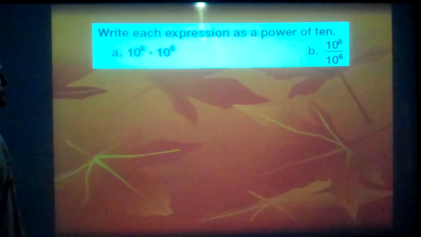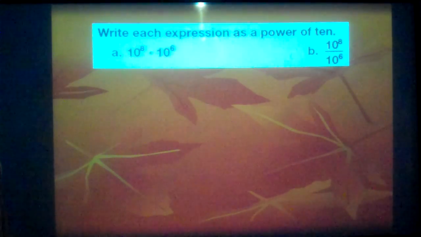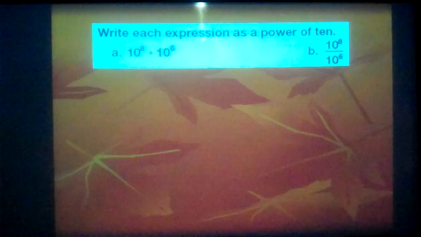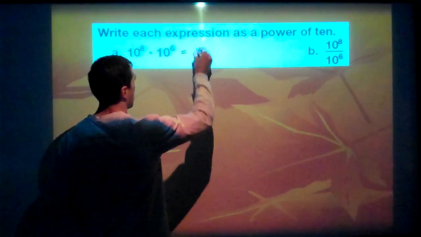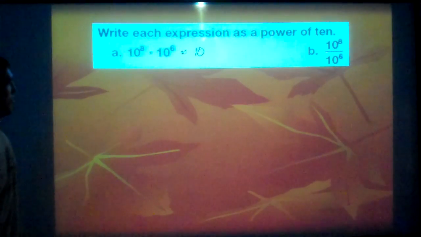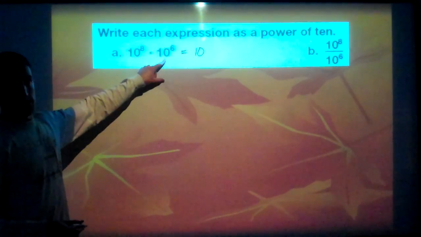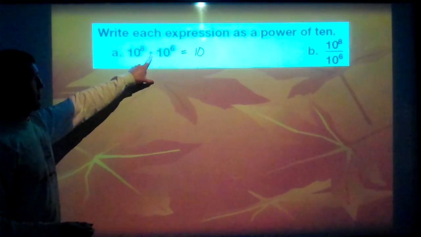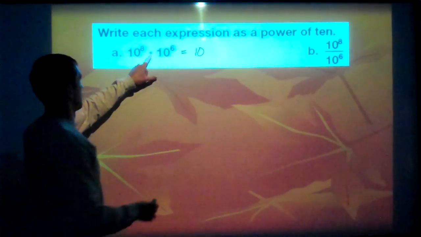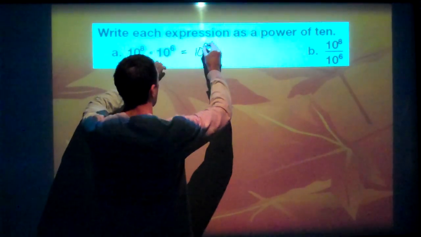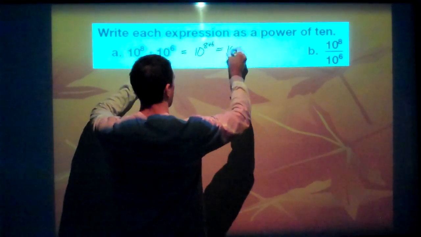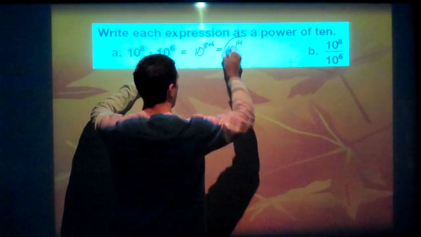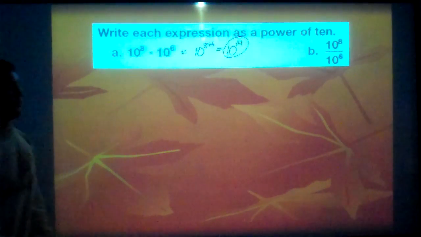Alright, so real quickly, write each expression as a power of 10. That means we're going to leave these as 10 to the something power. So 10 and 10 for our bases, and we are multiplying. Remember, that means we can add. So this is 8 plus 6, or 8 plus 6 is 14. 10 to the 14th for that one.